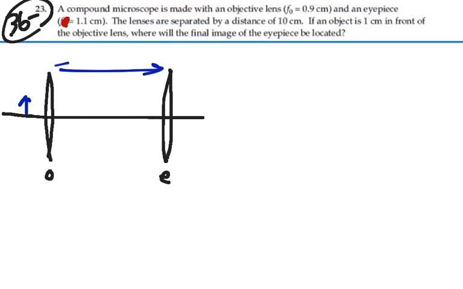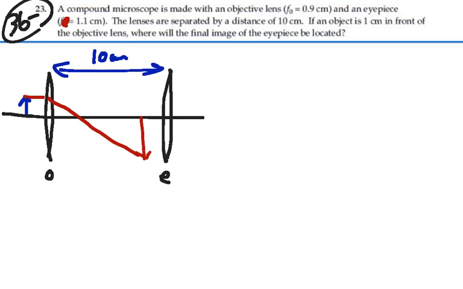We actually have two lenses. We have an objective lens and an eyepiece lens. And we have an object that is 1 centimeter in front of the objective lens, where the distance between these lenses is actually 10 centimeters. If we had a ray coming from this object, it would come down through near the focal point and form an image in front of the eyepiece lens.